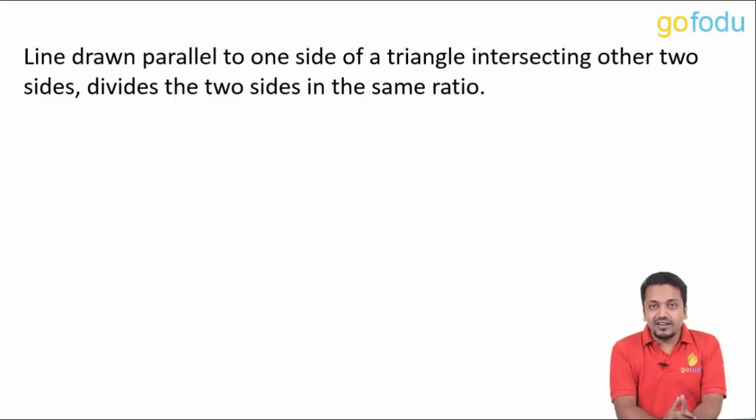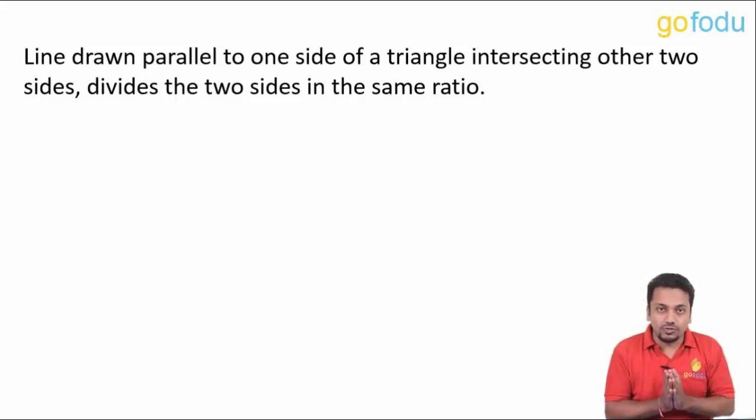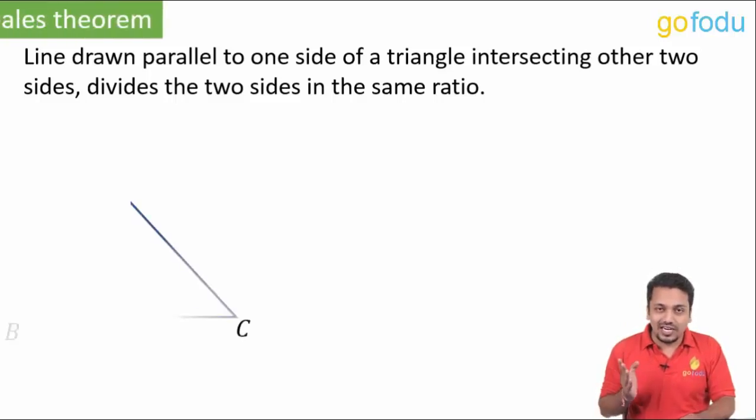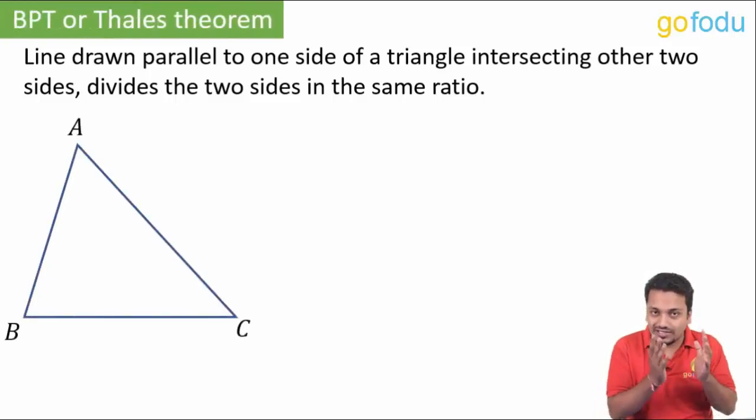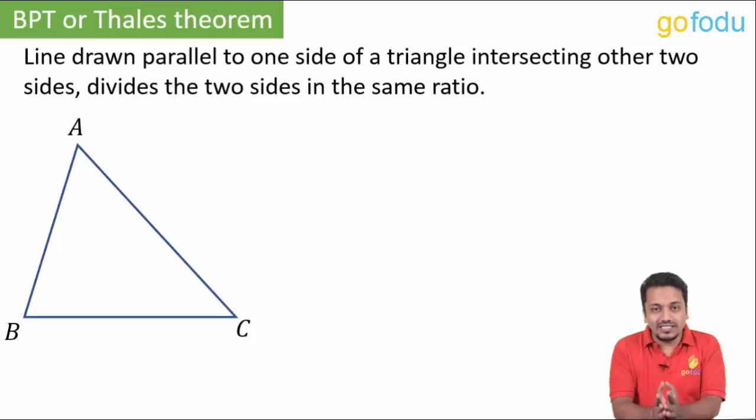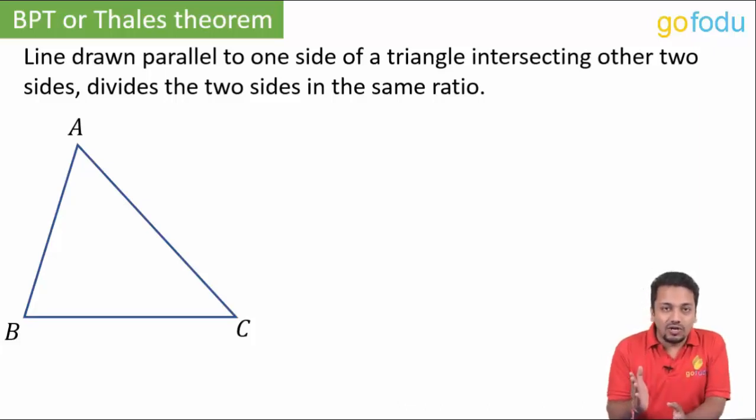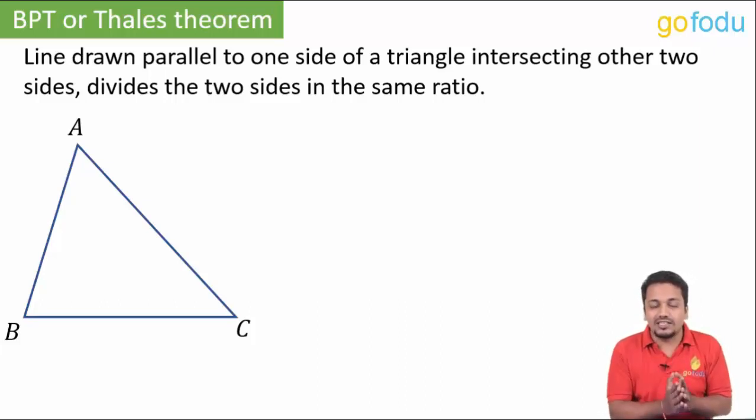Important things so far from the point of view of problem solving, of course: Pythagoras theorem, congruency, and now comes the third pillar, similarity. So I'll start with the basic proportionality or Thales theorem, which states that a line drawn parallel to one side of a triangle intersecting the other two sides divides the two sides in the same ratio.